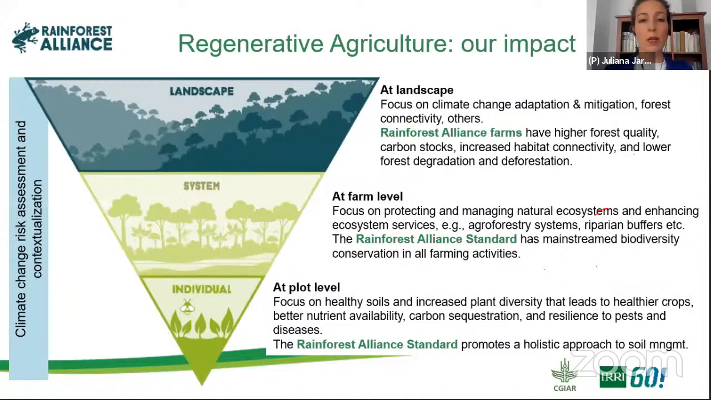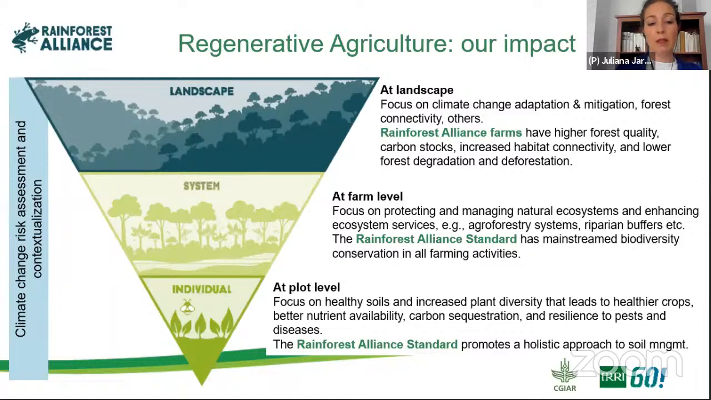Next, please. So if we look at all together, what kind of impact can be achieved by adopting regenerative agriculture? Well, as mentioned before, our definition of regenerative agriculture implies that it falls under climate smart agriculture. And what is smart about climate smart agriculture is that the specific threats, whether they be droughts, floods, or rising temperatures for a given region or crop or even farm, determine the methods to respond to these challenges. That's why here we have a bar of the risk assessment and contextualization running through at the left of the slide. Then at the individual level, on the plot, we focus on healthy soils and an increased plant diversity that leads to healthier crops, nutrient availability, carbon sequestration, for example, and resilience to pests and diseases.